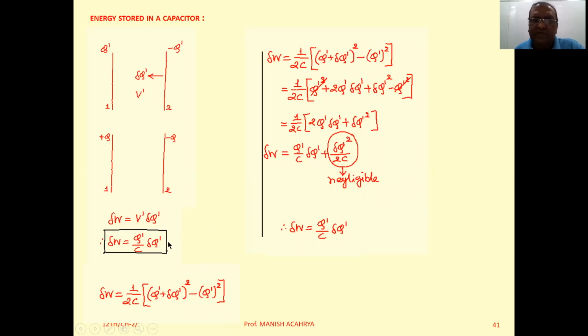In this way, we can say this work done delta W, q dash by C into delta q dash, is represented by delta W equal to 1 upon 2C into (q dash plus delta q dash) whole square minus q dash square. Clear to all of you?